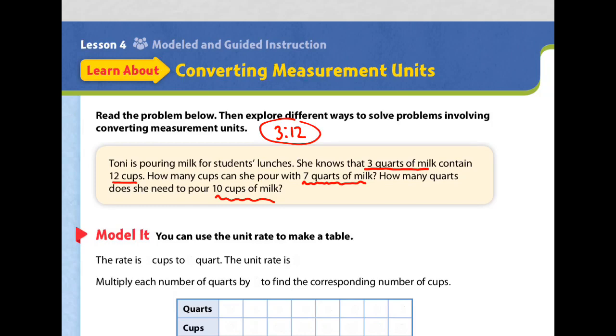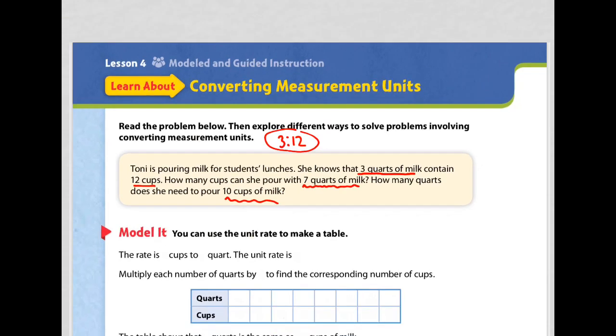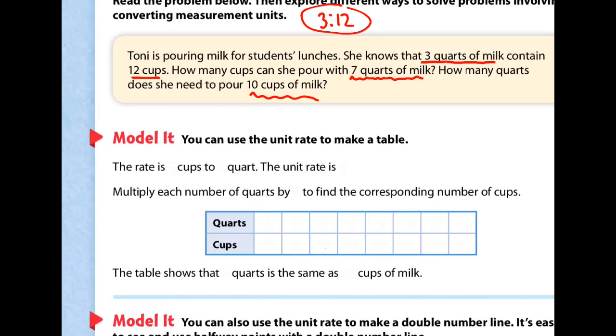First thing, I want you to notice here in the first model with the table, I have all the numbers whited out. In your book, all the numbers are there, but I don't want you looking at that because I think you'll learn more if you see me figuring this out. So just follow along with me here. You don't have to write anything down as long as you're paying attention. This says you can use the unit rate to make a table. The rate is blank cups to blank quarts. The unit rate is blank. I'm going to show you how to figure that out.